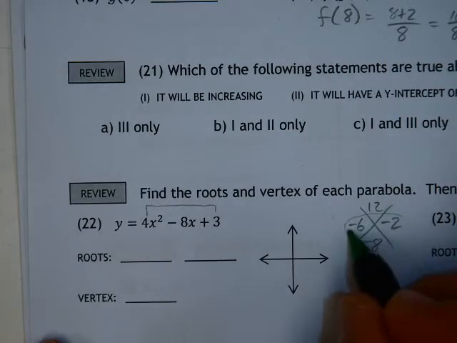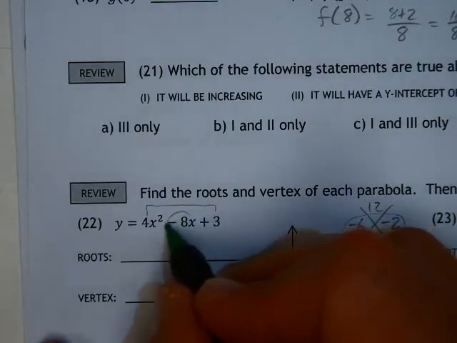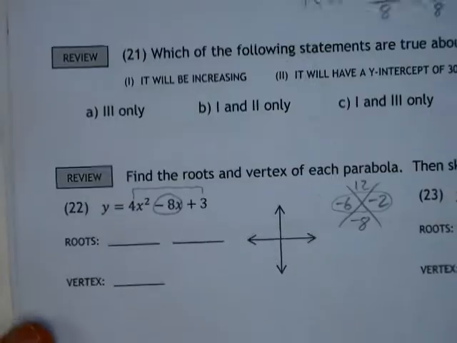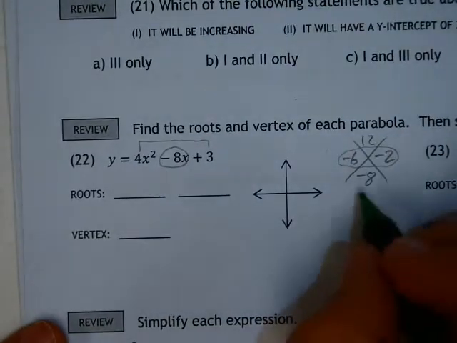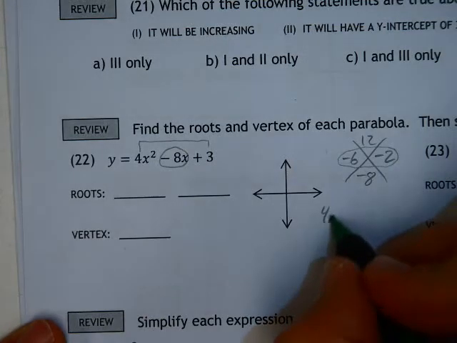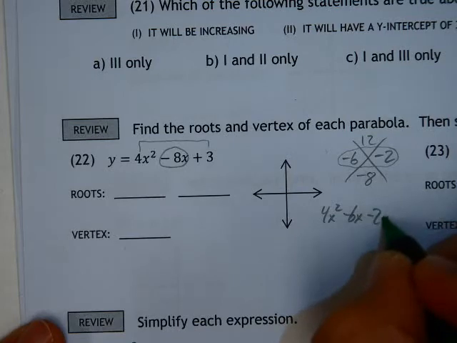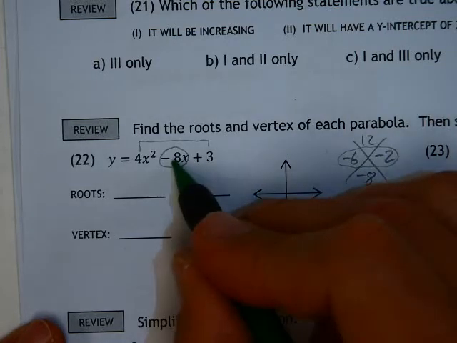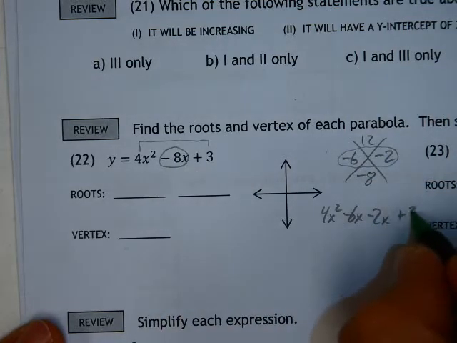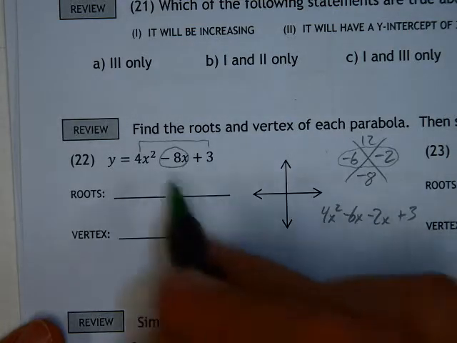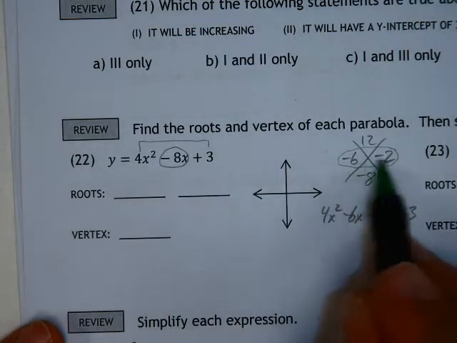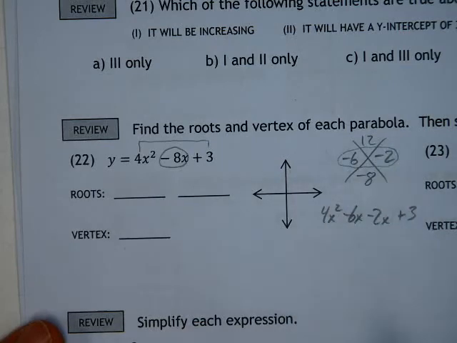But we can't say that these are factors. Those are simply replacements for the negative 8. We're going to put them into that equation. We've got a 4x squared, then a minus 6x and then a minus 2x. That's what those are for. Put them in place of the negative 8, then plus 3. So we took the equation and replaced the negative 8 with both of those. That's the point of the diamond.